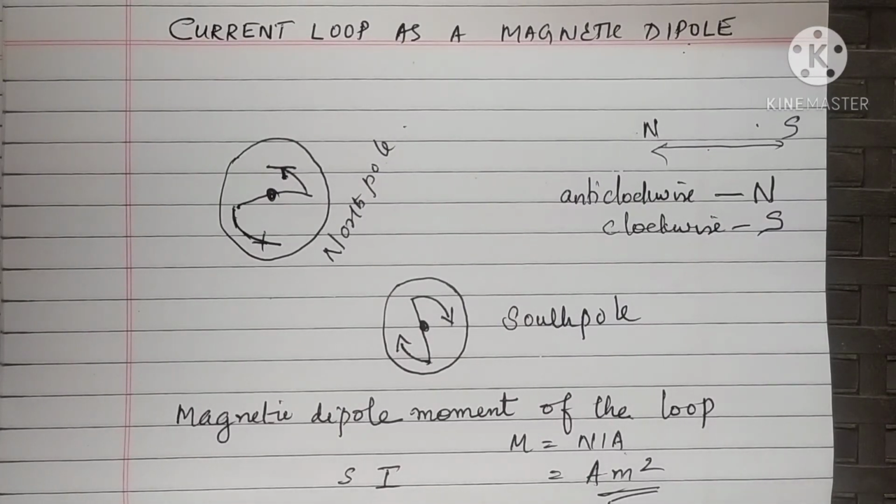Now in the next class we will be discussing the working of the moving coil galvanometer, which is very important. In this chapter a few topics are deleted, so check the syllabus. Okay, thank you so much.